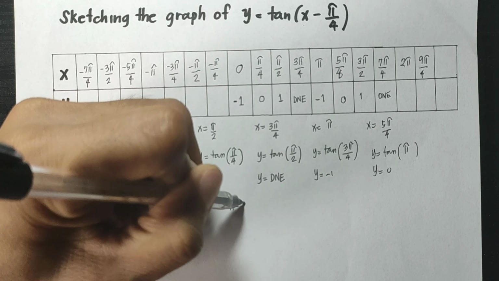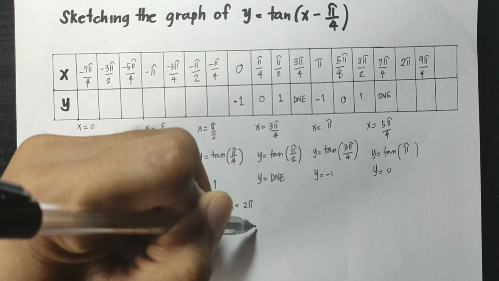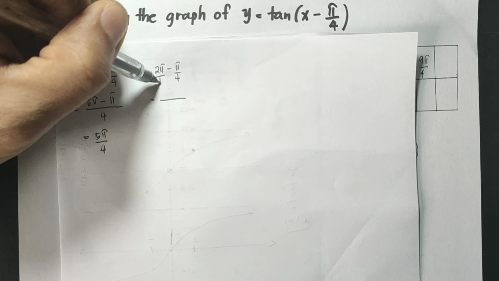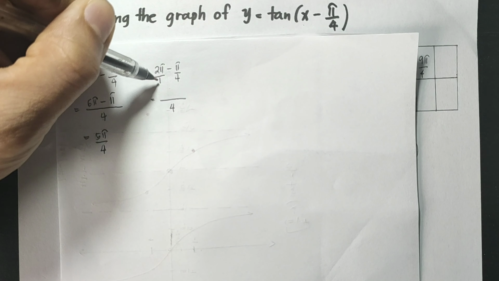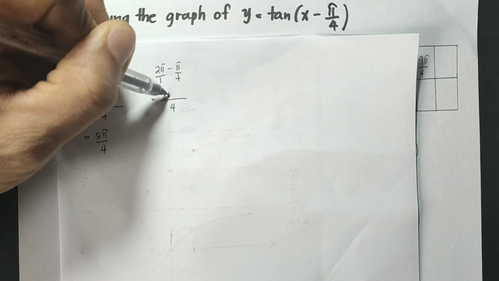What if your x is 2 pi? What will be your y? So that is 2 pi minus pi over 4. So let us find what is 2 pi minus pi over 4. The LCD is 4. 4 divided by 1 is 4, times 2 pi is 8 pi. 4 divided by 4 is 1, times pi is pi. So that will be 7 pi over 4.